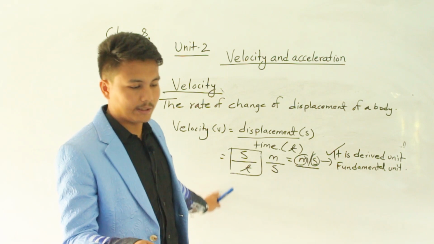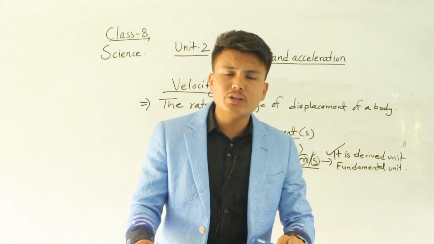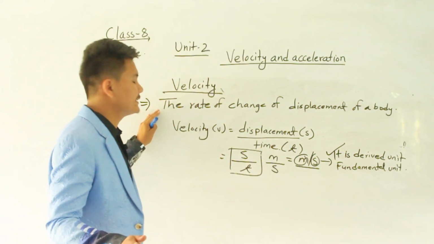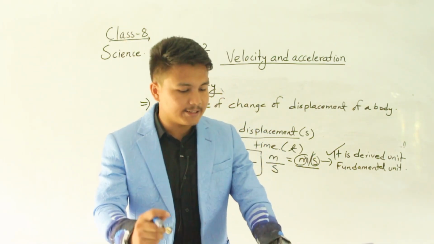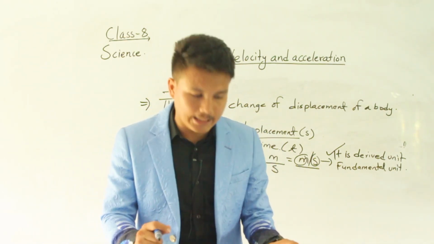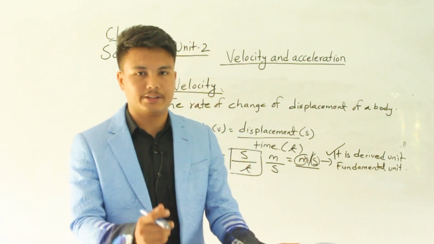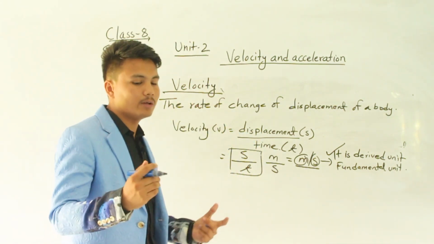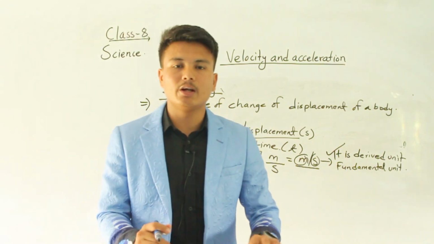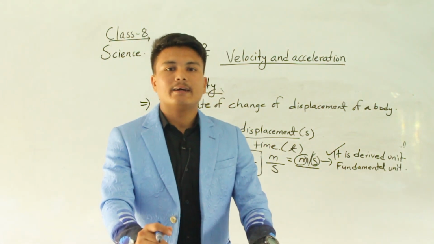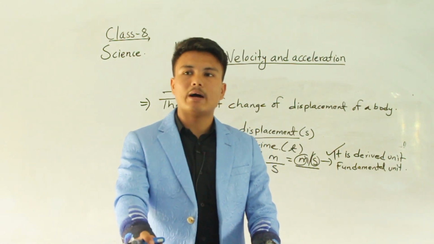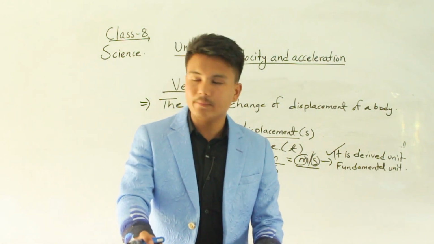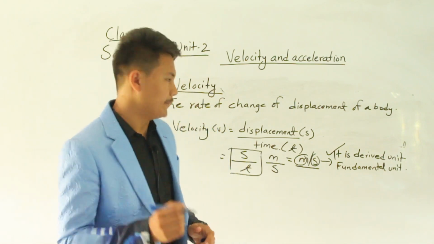Velocity is also defined in another way. If this is difficult for you, you can write this one also. Velocity is the distance traveled by a body in a unit time in a particular direction. Okay, you can write another definition as well. Don't be confused. The distance traveled by a body in a unit time in a particular direction is called velocity.